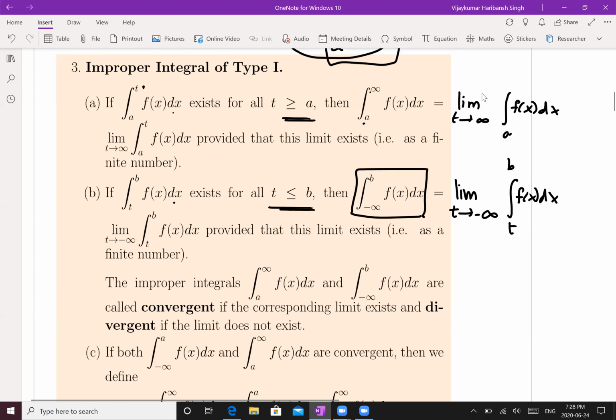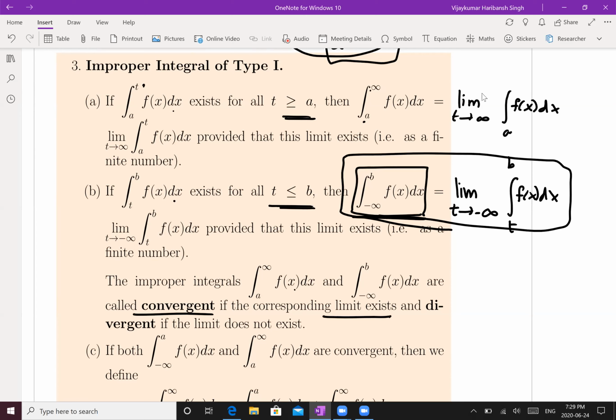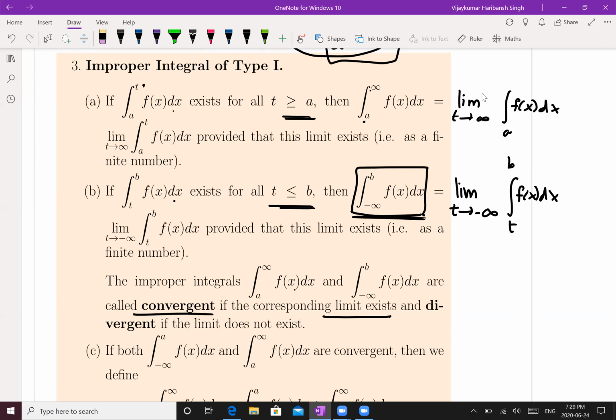Now, integral a to infinity of f of x dx and integral minus infinity to b of f of x dx are called convergent if the corresponding limit exists. After all, these integrals are limits. So if this limit exists, then we say it is convergent. If this limit does not exist, then we say it's divergent.